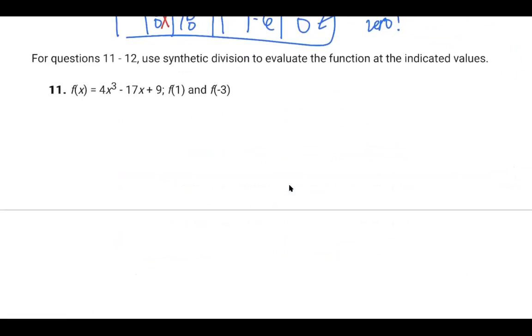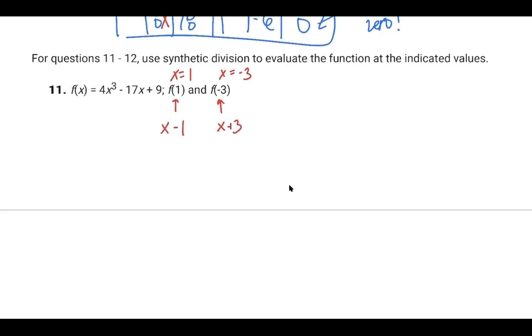For 11 and 12, we didn't see any of these, so I'll walk you through 11 here. Basically, what this is saying is evaluate the functions f of 1 and f of negative 3. Or another way to think of this is, again, x is equal to 1 and x is equal to negative 3. So when you're doing this, it's like saying, okay, evaluate what would happen if I divided by x minus 1, or if I divided by x plus 3. That's what you're solving for here. Okay, if I divide by these different functions, what's going to happen?